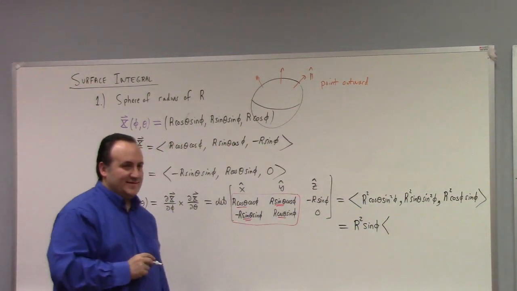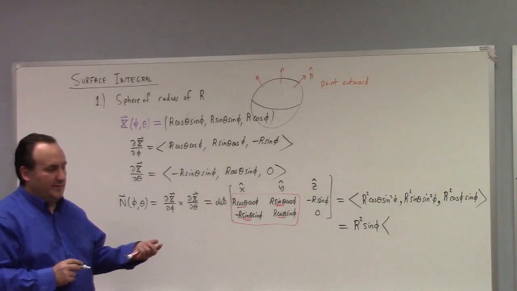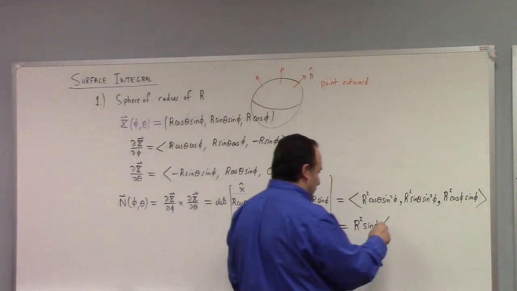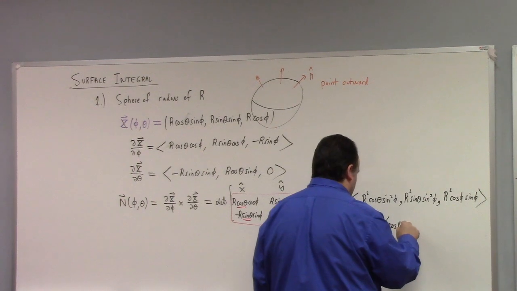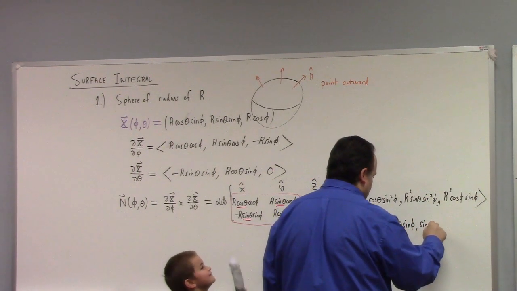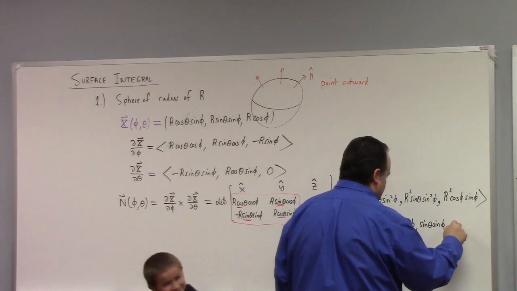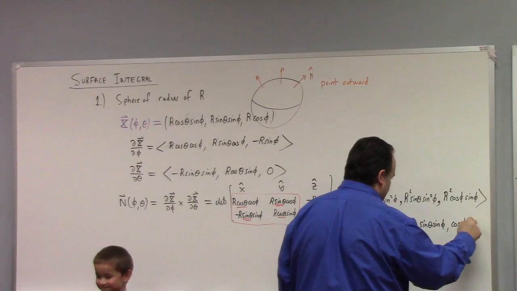R squared sine phi. Man, a bad police officer can be a source of so much trouble. R squared sine phi, we can pull that out. What do we have left over? We've got cosine theta sine phi, sine theta sine phi, and then cosine phi here.